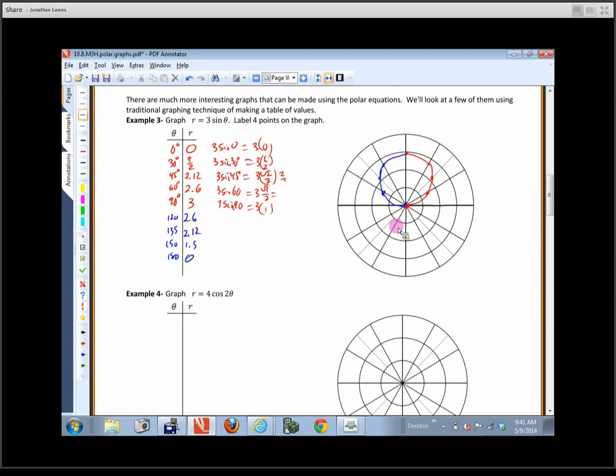Okay, we're going to plot a couple of more points. I'm going to change colors here. What would be the next convenient point to plug in? 210. Do me a favor. Grab your calculator. Type 3 times the sine of 210 into your calculator. And if you get that done, do 225 for me.